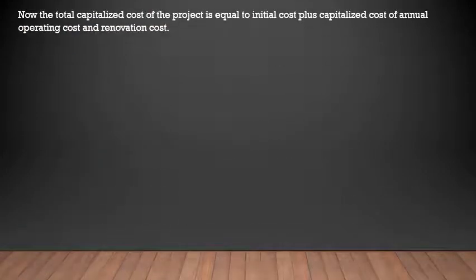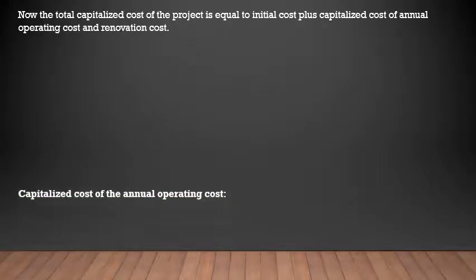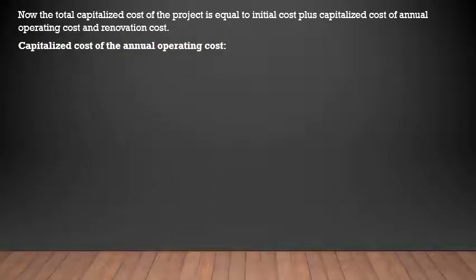Let us discuss the solution of the cash flow diagram. See, now this particular cash flow diagram has three components. First component is the initial cost, second component is the annual operating cost, and the third component is the renovation cost. There are three different components here. Let us take one by one. First, let me calculate the capitalized cost of the annual operating costs.